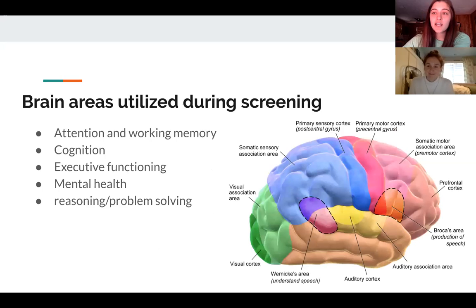Okay, so we're going to go ahead and go on to the next section. At first, when we were researching this section, it was very overwhelming because, as you know, in the neuro class, we're learning a lot about the brain and everything it does. This test specifically is testing attention and working memory, cognition, executive functioning, mental health, reasoning, and problem solving. Just by Sam giving that example earlier, you can see how one thing, memory, can completely alter the way you perform a task, because only one part of your brain is being affected, but it's affecting a lot of different things.